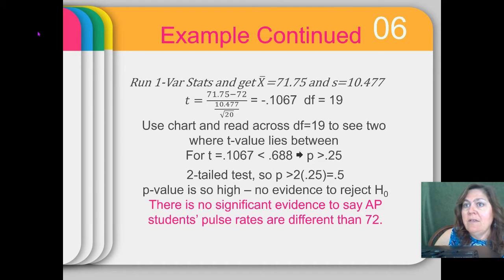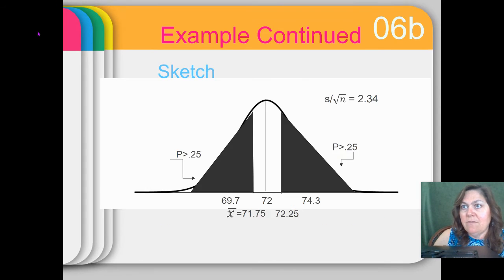Okay? So in context, that means there's just really no significant evidence to say that these AP students' pulse rates are different than 72. Now, of course, your conclusion is going to say, however, we had to proceed with caution on SRS and on normality. So if those are not met, this is really not accurate results. You're still going to go sketch. And as you could see, we had a really high p-value. It's greater than 0.5. For sure, more than half of your sketch is going to be filled in.